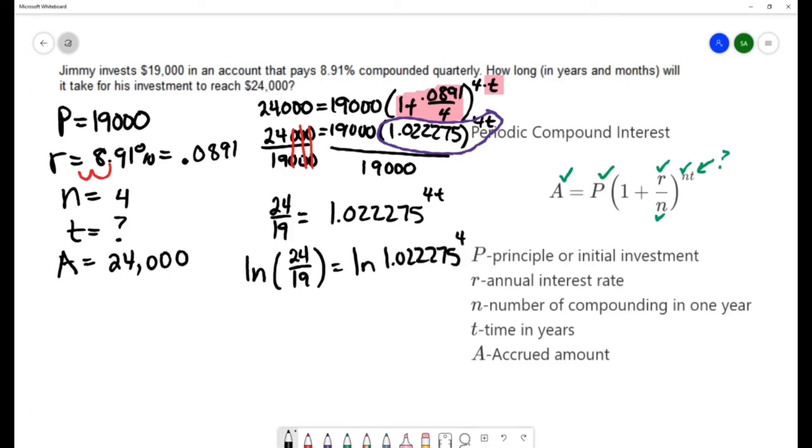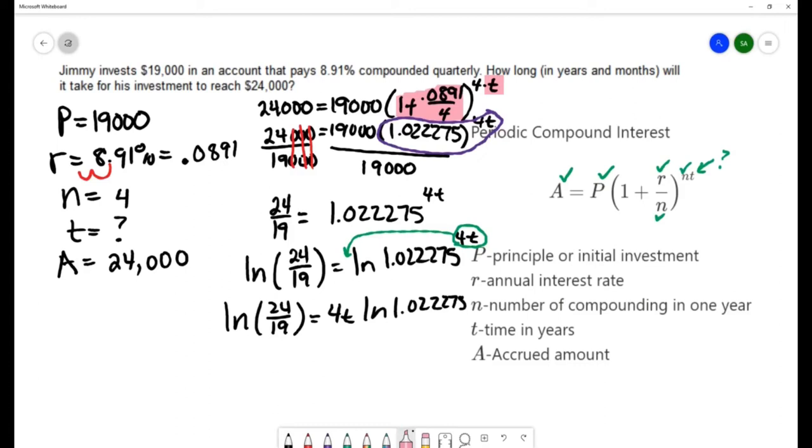I'm going to do natural log of 24 over 19 equals natural log of 1.02275 to the 4t. And now that I've introduced the logarithm, I can use a property of the logarithms called the power rule, and it allows me to move that power into the coefficient. So that gives natural log of 24 over 19 equals 4t times natural log of 1.02275. And now I'm going to isolate t by dividing both sides by 4 natural log of 1.02275.